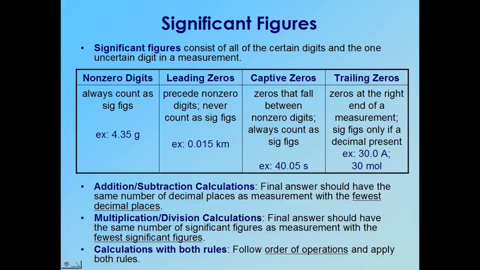In 30 moles, however, there is no decimal present. This is one that's ending on a whimper. Most likely that is a rounded number based on a calculation, and so that particular measurement would only have 1 significant figure with the 3, because that trailing zero is not indicated to be precise. It's not indicated to be significant.